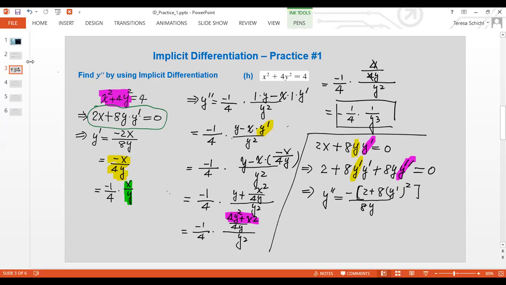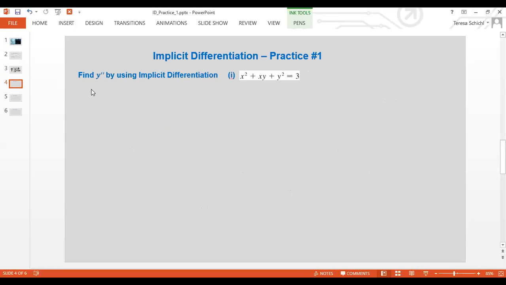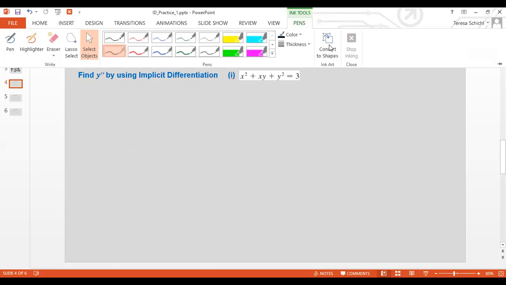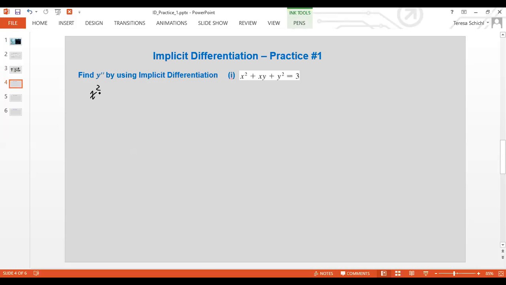Okay, now let's take a look at the next one here, right? For the next one, I'm going to find the second derivative of x squared plus xy plus y squared equal to 3, right? So the first thing here, still, let's take a look at the derivative. Remember, if you remember y is a function of x, use the chain rule, then you probably will be very successful getting the derivative. Okay, so x squared, what is the derivative? It's 2x, right?